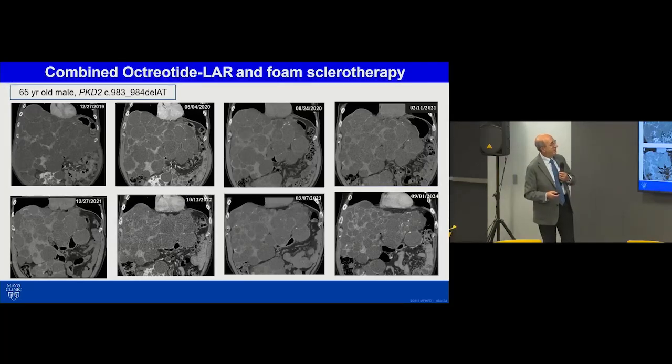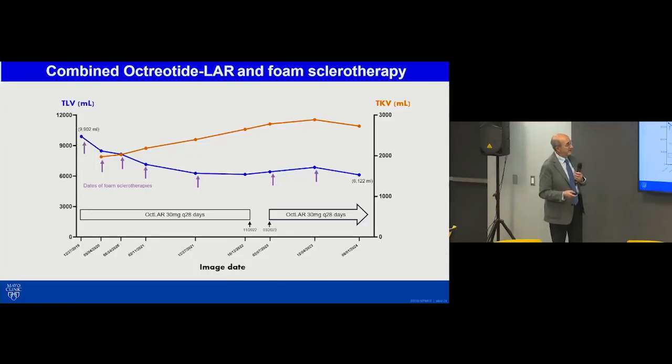That's an example of combined octreotide. I know sclerotherapy is going to be discussed later, but that's a case that is very nice, because the patient that I saw when he was 65 years old had a massive liver enlargement with no preservation of any sector or segment of the liver, and therefore was either a candidate for nothing or for liver transplantation. And we decided to treat him with octreotide and with foam sclerotherapy. So this patient has had 7 sessions of foam sclerotherapy. The total liver volume has gone down from 9,000 to 902 and he has been treated with octreotide almost all the time. So this patient really has avoided liver transplantation with the combined treatment of foam sclerotherapy and octreotide.